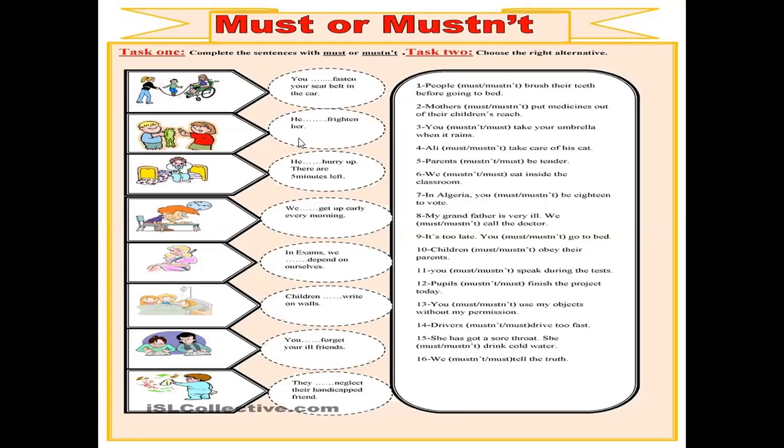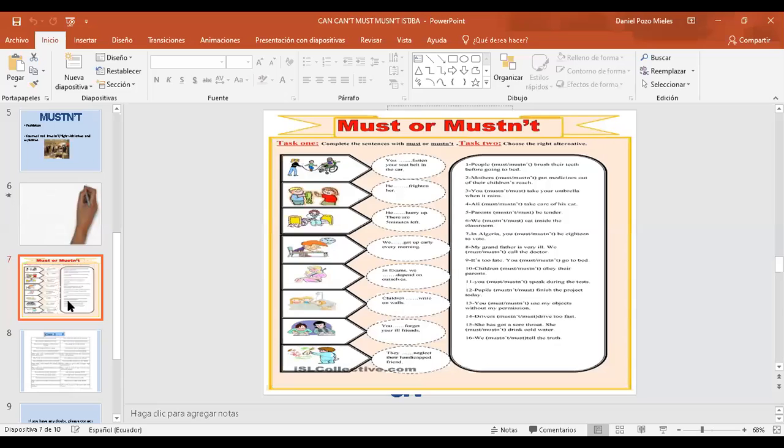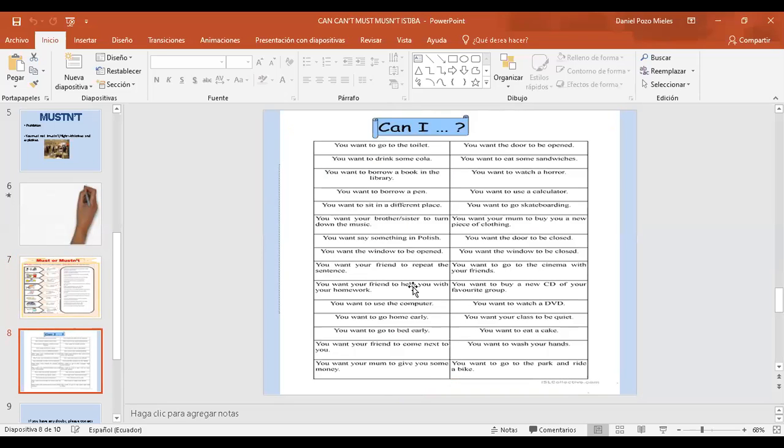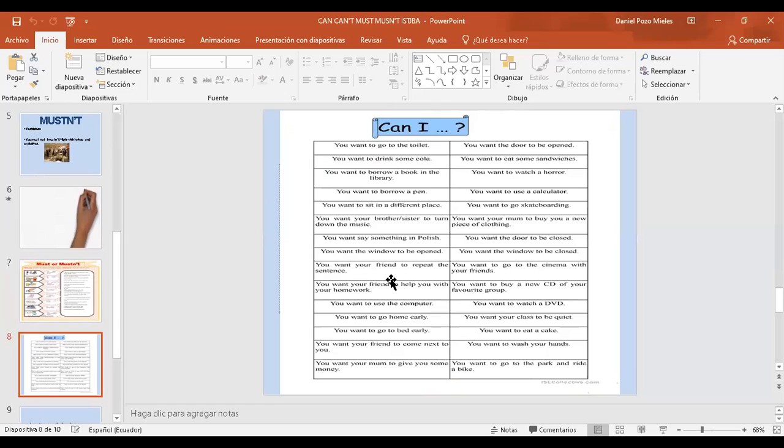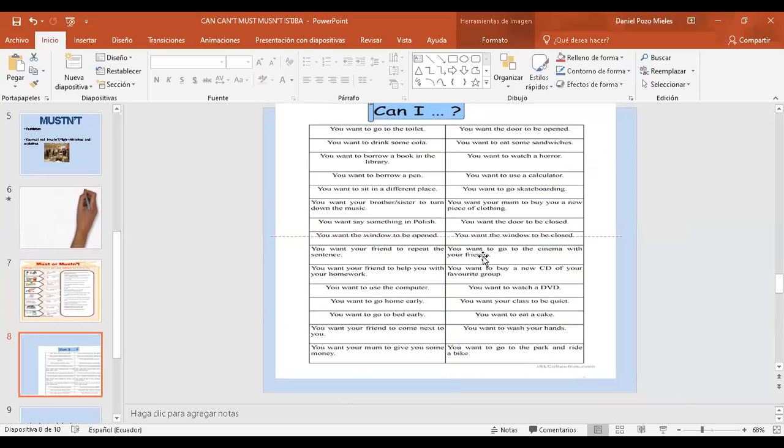The number 2, he must or mustn't frighten her. Okay, I will share with you another kind of document, or let me continue with the next one. Okay, let me see. Here we have this is one activity that you are going to do at the end. Which is the activity? What does that consist of?